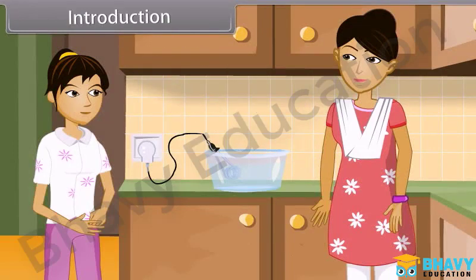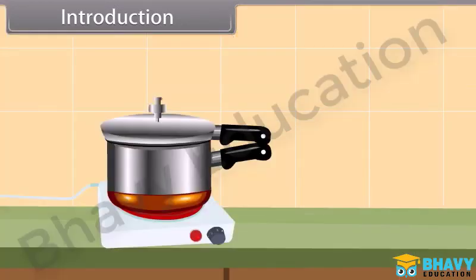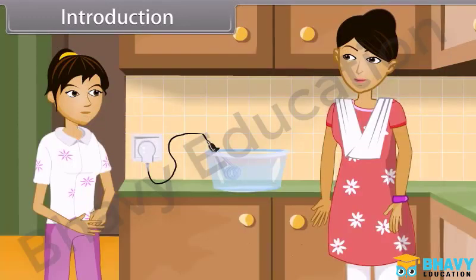Introduction. Rita, I have placed an immersion rod and bucket to heat water. Do not go near it. I wanted to ask you about this. How can electricity heat water or cook food, such as in an electric cooker that you use to cook rice? This is all because of the heating effect of electricity. Let me explain this to you.